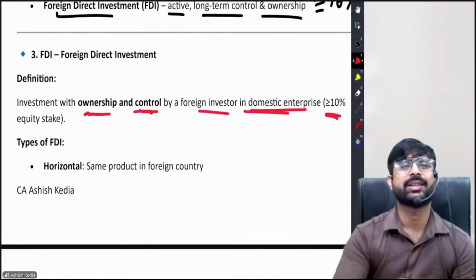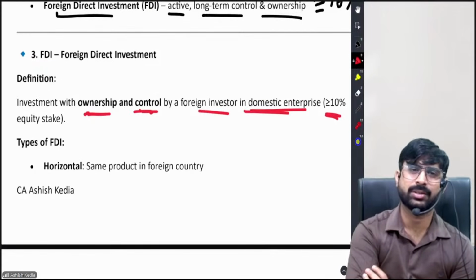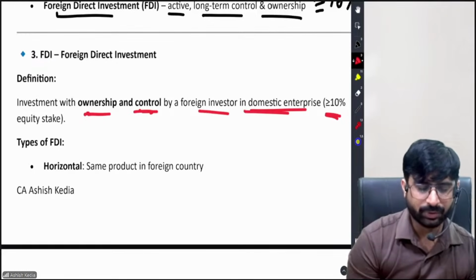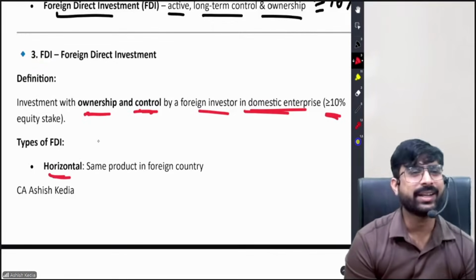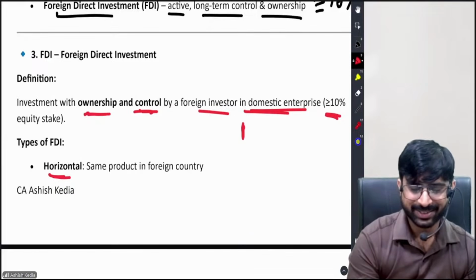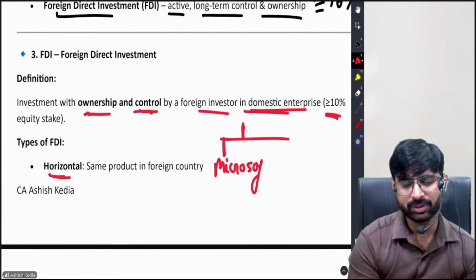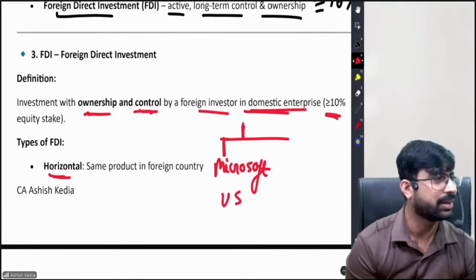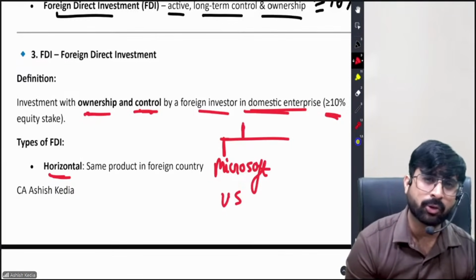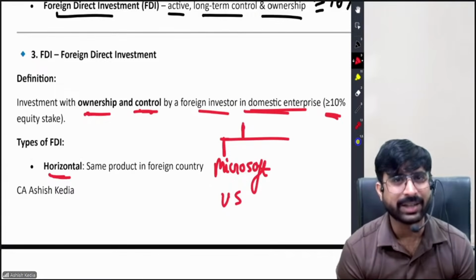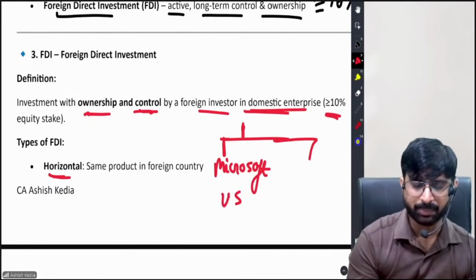Now class, if we move forward from here, there are different types of FDI. Horizontal FDI. I was telling you, Bill Gates is operating Microsoft US, okay? Microsoft America. Now, Microsoft is basically providing the programming service, the software service. They set up Microsoft India.